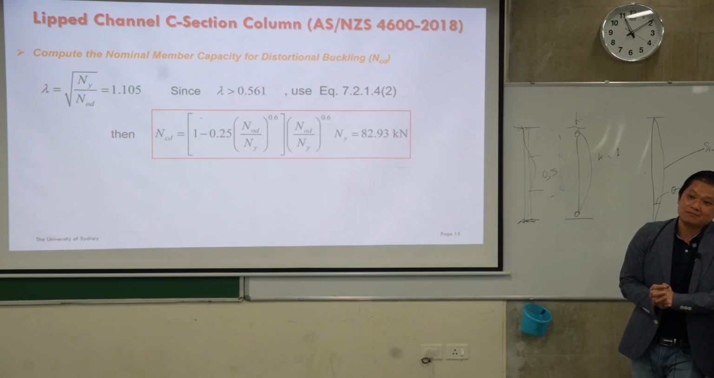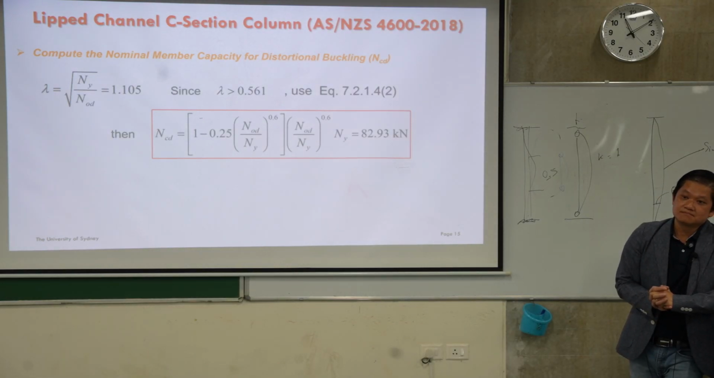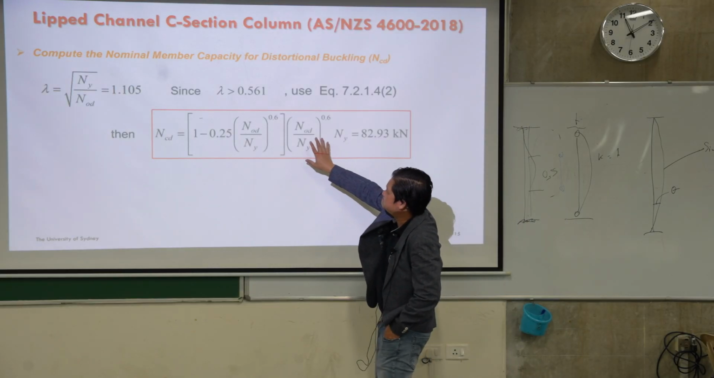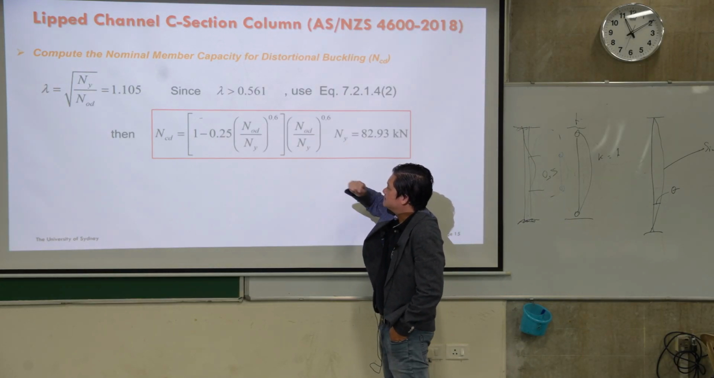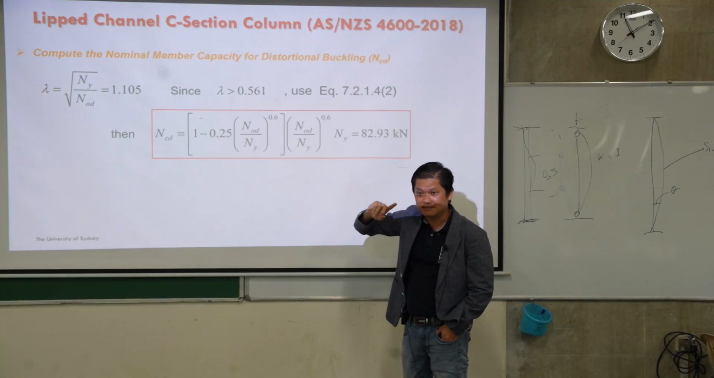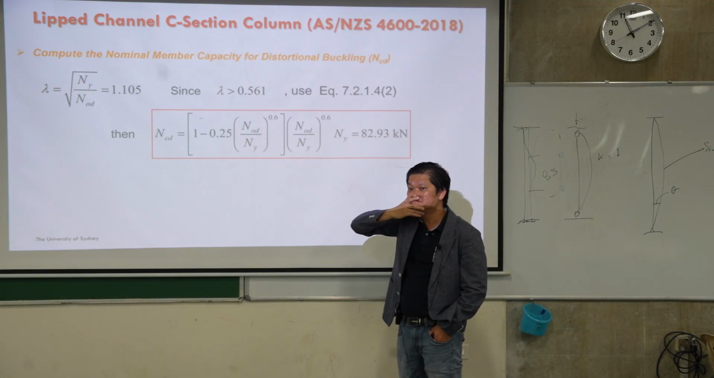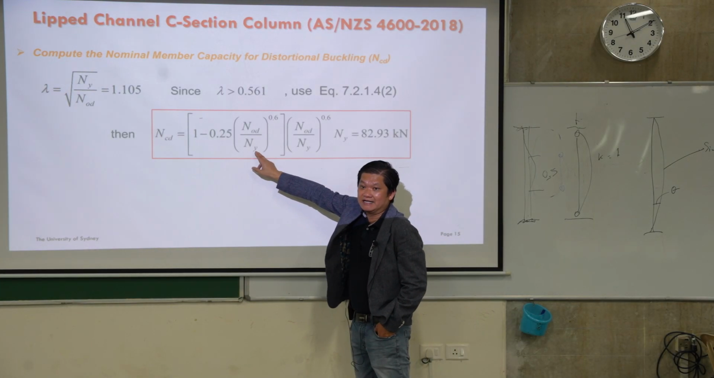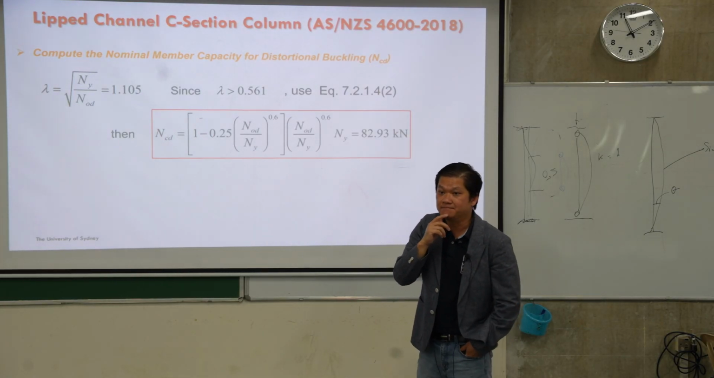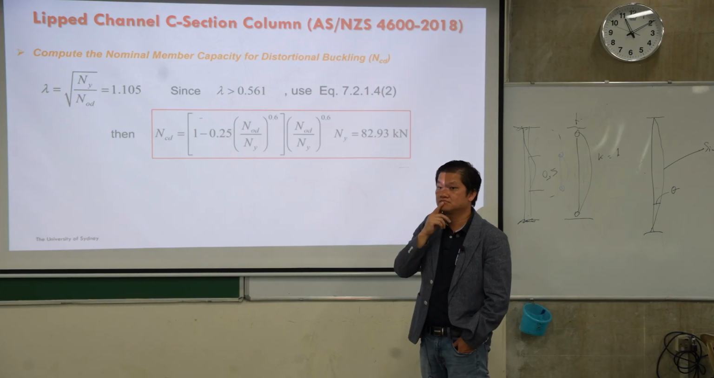Yes? In this expression, is it an interaction between the distortional buckling of the section with the section capacity? This one, with distortional buckling, we don't have interaction. Is that your question? Yeah? So section buckling capacity. With the distortional buckling, is it an interaction between distortional buckling and the full section capacity?